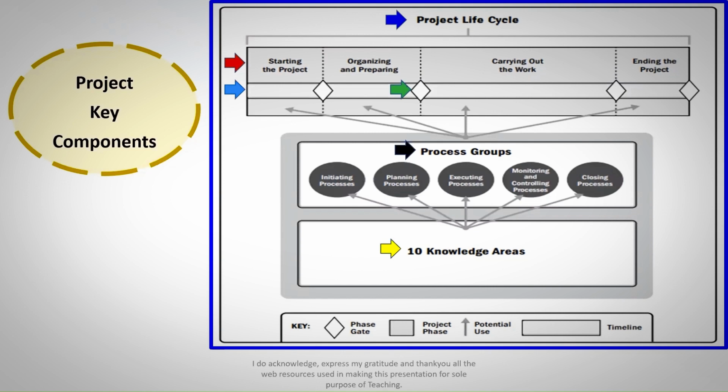If I can make it simpler, whenever you are in a particular phase, whether it is the starting phase or the ending phase, any phase, you carry 2 briefcases with you. In one briefcase, you have 5 processes, and in the other briefcase, you have 10 knowledge areas. So whenever you enter any phase, you enter with 2 briefcases. One is called the process group briefcase, another is called the knowledge area briefcase. With the help of these, you execute that particular phase. Individual phases are supported with the help of process groups and knowledge areas.